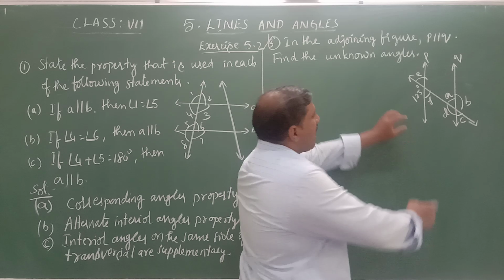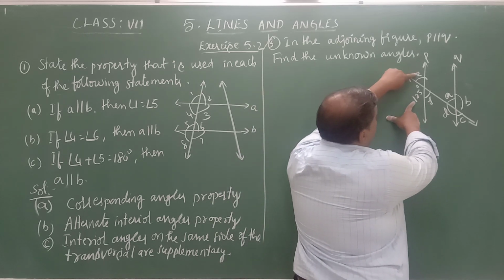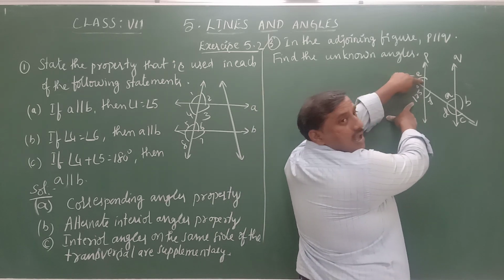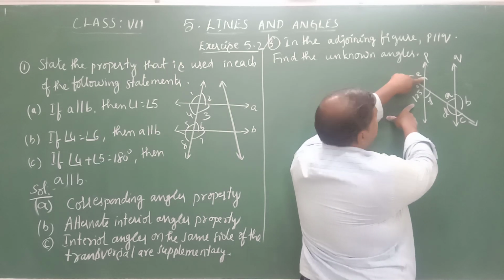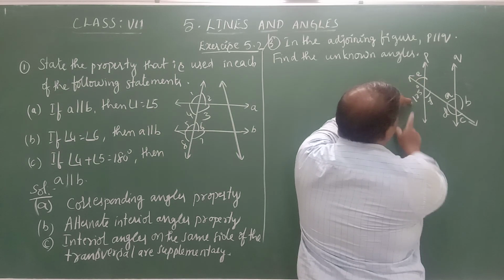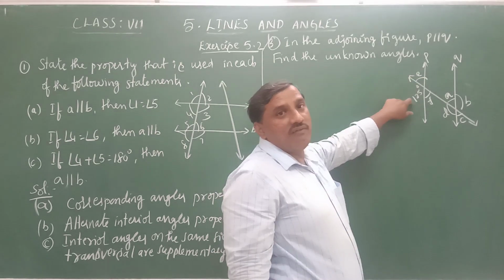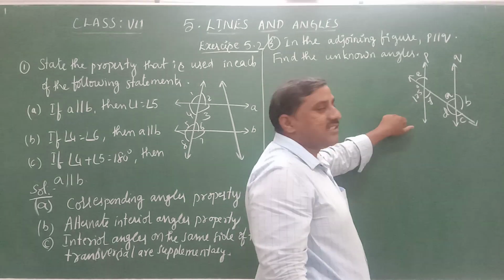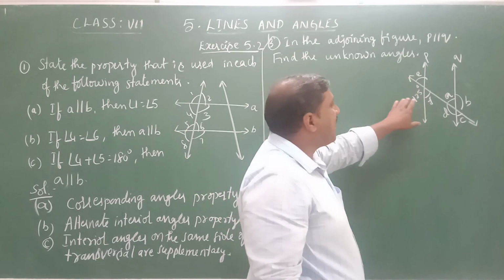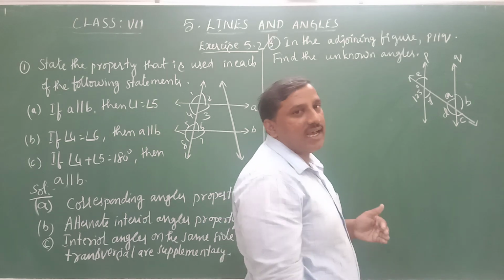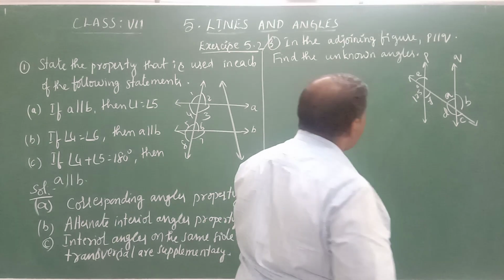Now you see here 125 degrees and angle E. Both are what? These two angles are a linear pair of angles. That is, angle E plus 125 degrees is equal to 180 degrees. Therefore, angle E is equal to 180 minus 125. We will get 55 degrees as the angle E.